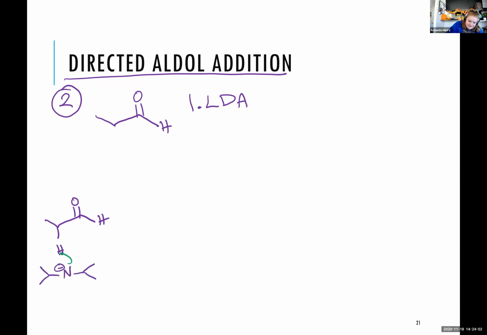So we're going to just steal that nitrogen, turn it into our enolate. And so this is what it's going to look like after that first step. So whichever aldehyde we want to be the enolate, that's the one that we're going to add first. So this will be the enolate. Then in step number 2, we're going to add in the other aldehyde.